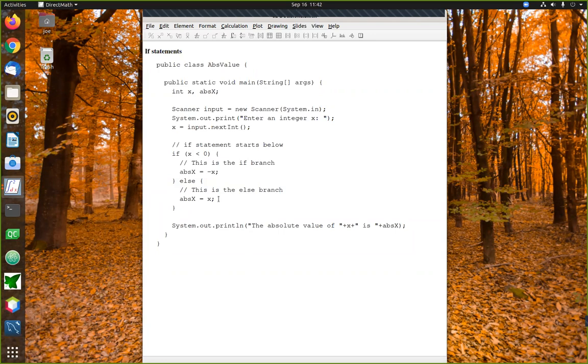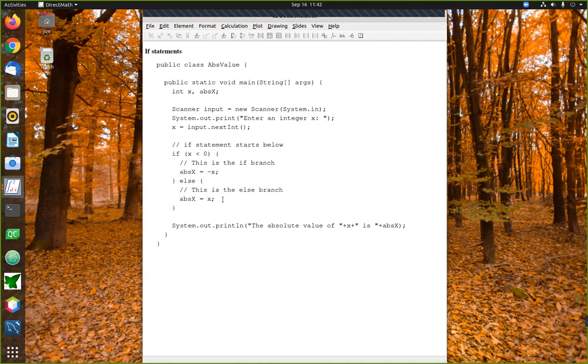So if they entered a negative number, the absolute value is going to be the negative of whatever value they entered. On the other hand, if they entered either 0 or a positive number, then the absolute value of the thing they entered is simply the number itself. Right, so once again, here's a basic example of using an if statement to distinguish between two cases. The cases are determined by whether or not x is negative. If it's negative, we have one outcome, and if it's not negative, we have another outcome. This is a basic construct that allows us to make a decision about what's going on and to respond appropriately.